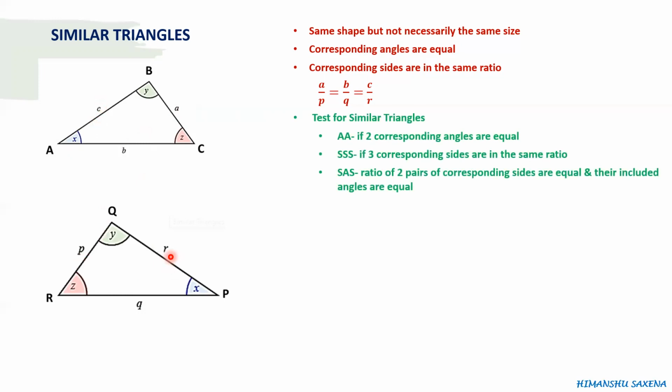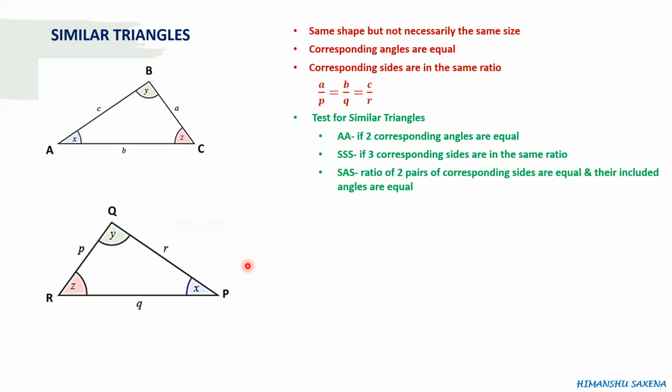Now, there are some tests also to determine whether the triangles are similar or not. So first test is AA. So if you are able to determine that two angles of a triangle are equal to the two angles of another triangle. So here if you are able to determine that this angle is X and this angle is Y, and here also there is an X and Y, then you can easily say these are similar triangles. So two angles of a triangle should be equal to two angles of other triangle, then these are similar triangles.